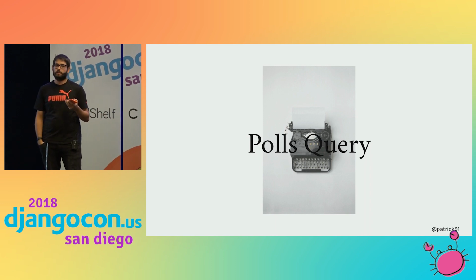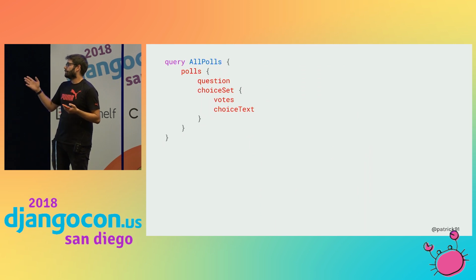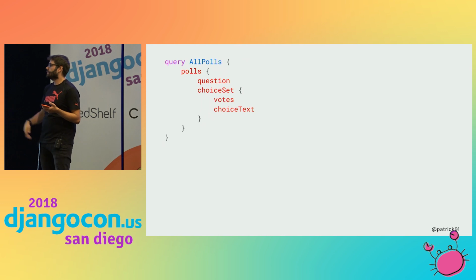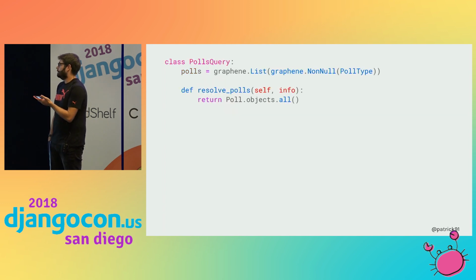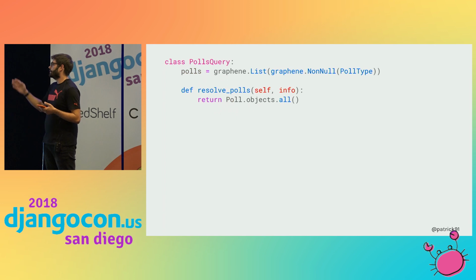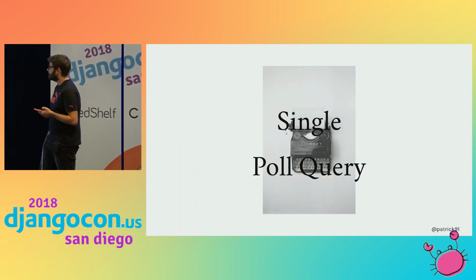Then the first query we can do is to list all the polls, and the document that we can send to the backend to fetch all the polls will look something like this. So we fetch the field called polls, then we fetch the question for this poll, and then the choice set. And in Python, it will look something like this. So we have a query, and the field is a list of poll types, and then there is a resolver function that's returning all the polls from the database.